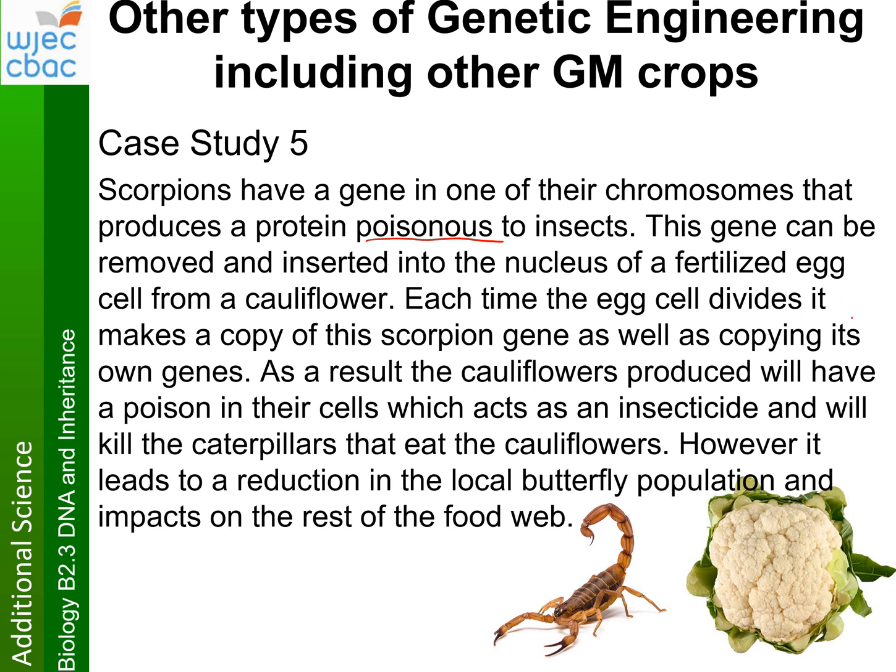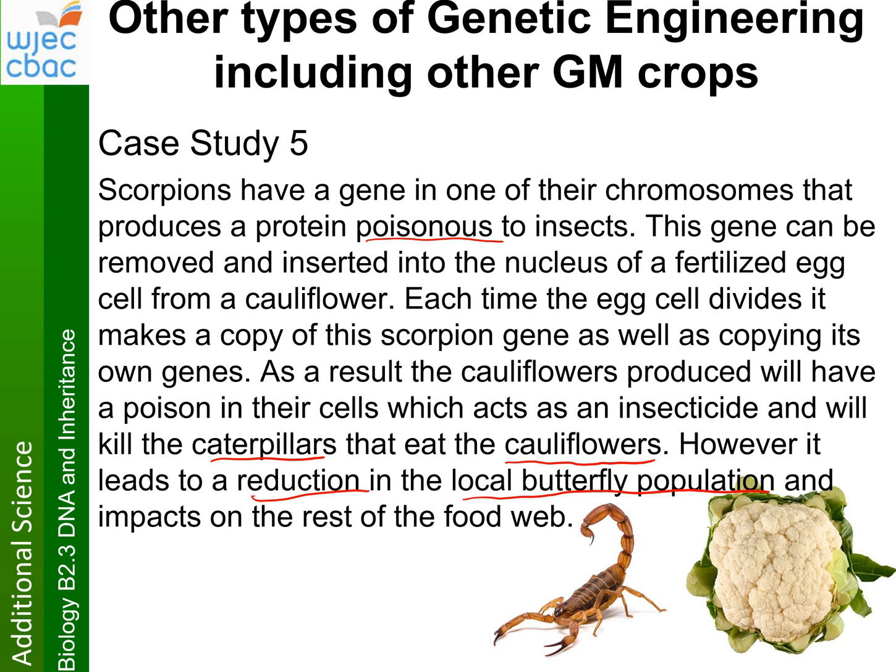own genes. As a result, the cauliflowers produced will have the poison in their cells, which acts as an insecticide and will kill the caterpillars that eat the cauliflowers. The scorpion gene is harmless to humans. It's not that we're eating scorpion poison. However, if we kill all of the caterpillars that are eating the cauliflowers, then we'll have a reduction in the local butterfly population, and this will have an impact on the rest of the food web.